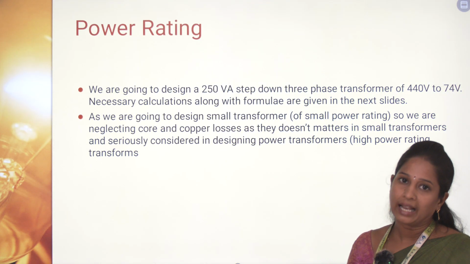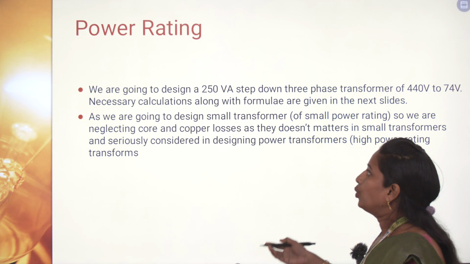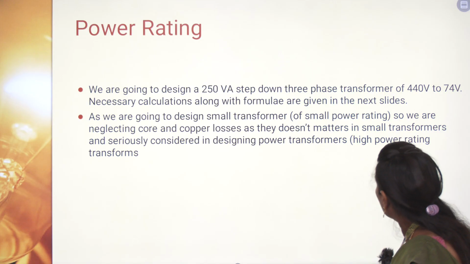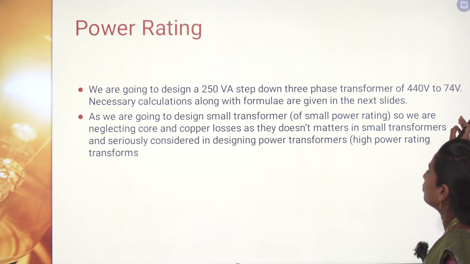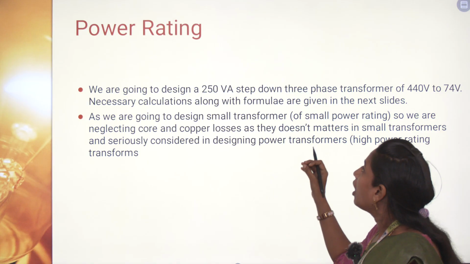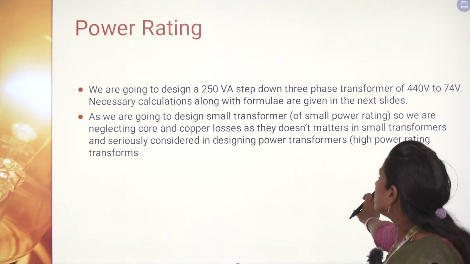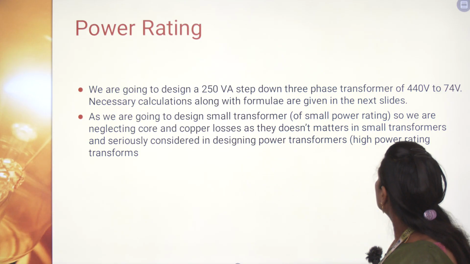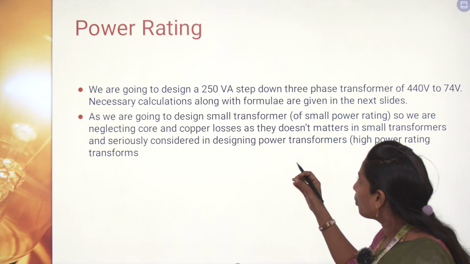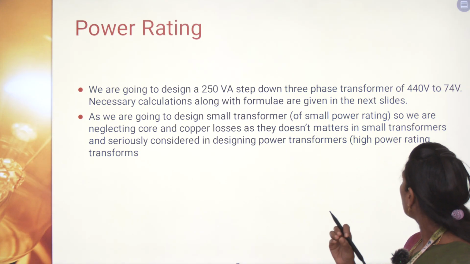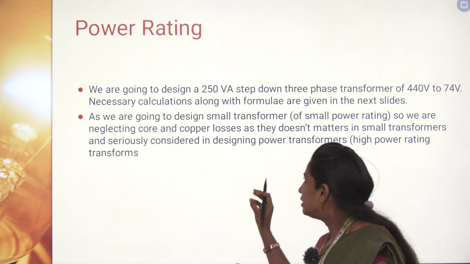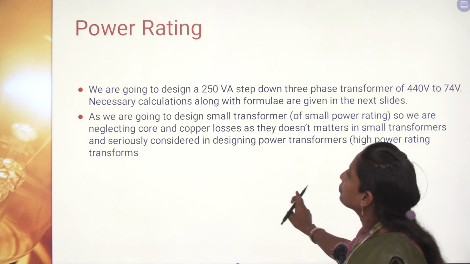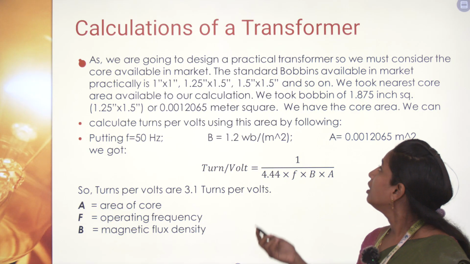Then how will we calculate the power rating of the three-phase transformer? When we are going to design a 250 volt-amp step down three-phase transformer of 440 volt to 74 volt, it is necessary to calculate with the formulae given in the coming slides. As we are designing a small transformer, we are neglecting the core and copper losses, as they don't matter in small transformers and are seriously considered in designing power transformers as well as high rating transformers.